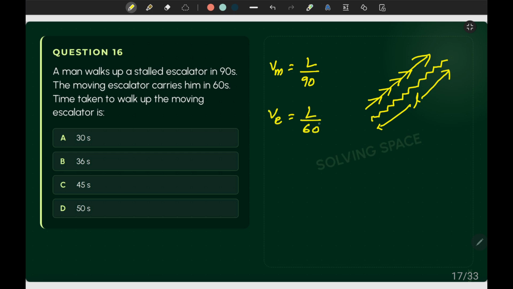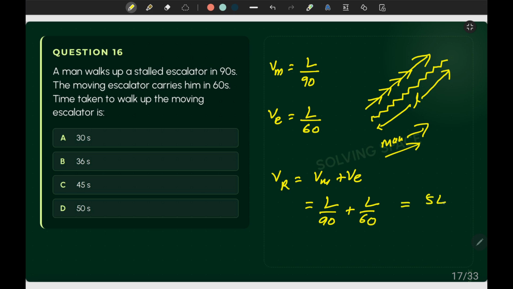When both the person and the escalator are working, that means the man is also walking upward, and the machine is also going upward. In that case, the resultant velocity will be the sum of man and escalator, that is L by 90 plus L by 60. Taking LCM and solving, this gives 5L by 180, this is L by 36. So time is 36 seconds.